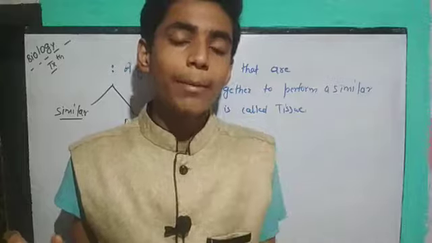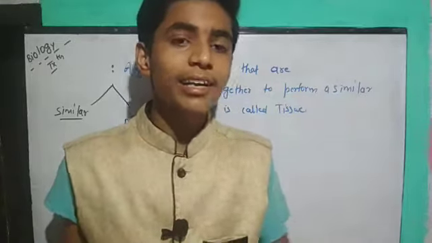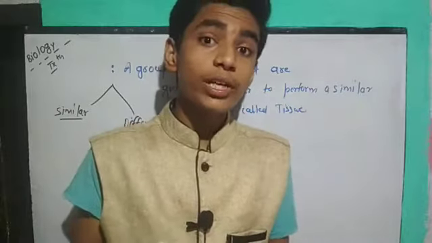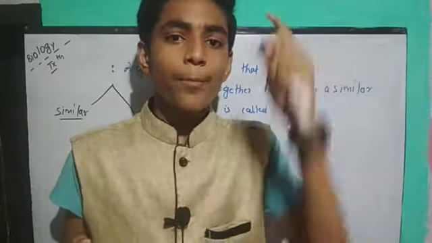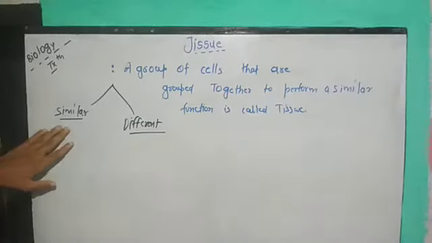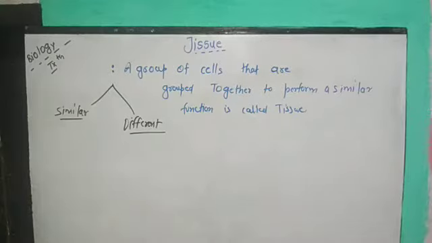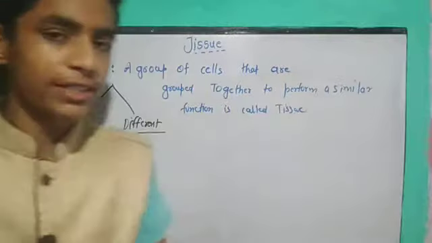Actually, in the case of permanent tissue, complex permanent tissue, we see in plants that different cells are grouped together to form a tissue of a particular nature. So how can we make it? In two ways: either by similar cells or by different types of cells grouped together to form tissue. But they perform a similar or a particular function only.